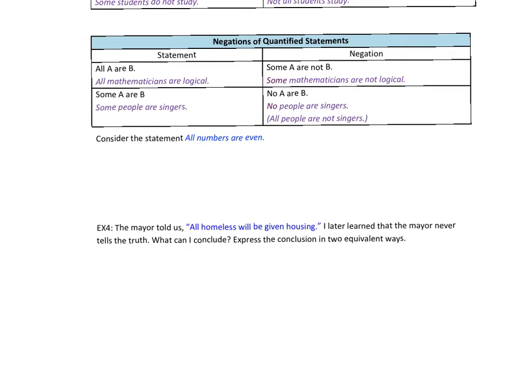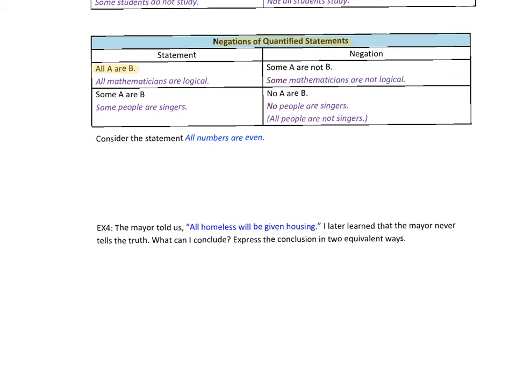The fun part is when we negate quantified statements. So the negation of a quantified statement. Remember the negation says if it's true, it goes to false. If it's false, it goes to true. So now let's go back to our quantified statement: all A are B. The example is all mathematicians are logical. Let's say I want to negate that statement. So let's just say, all mathematicians are logical. I'm going to make that false.